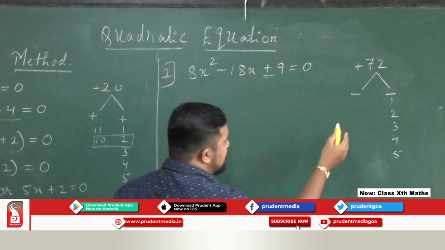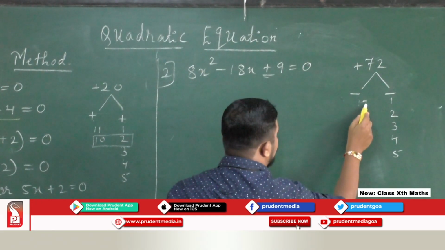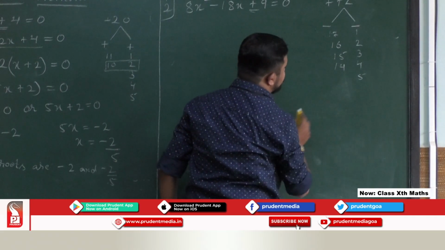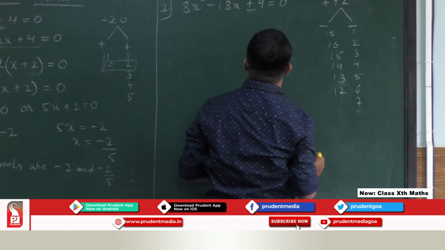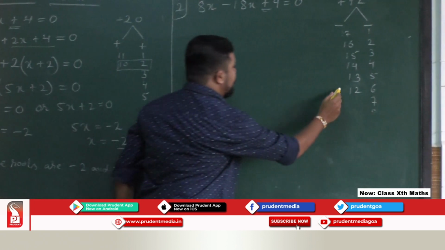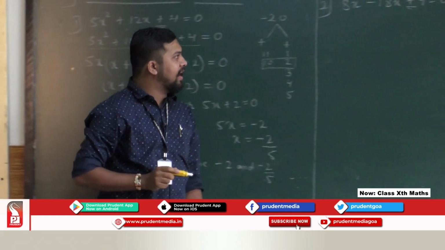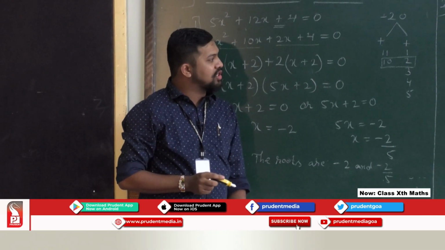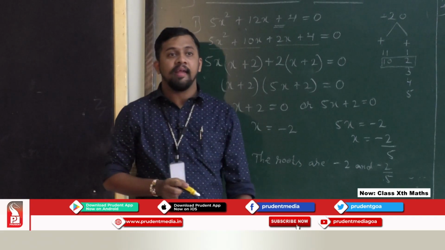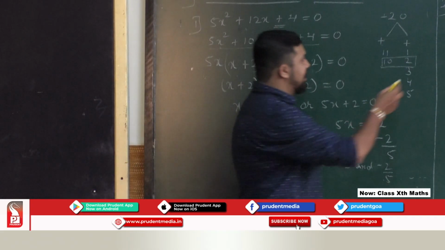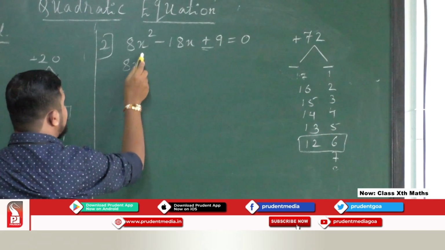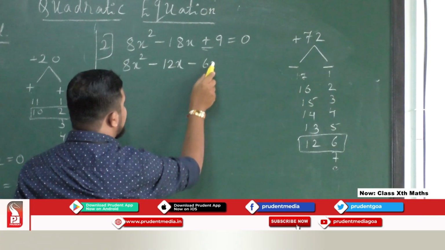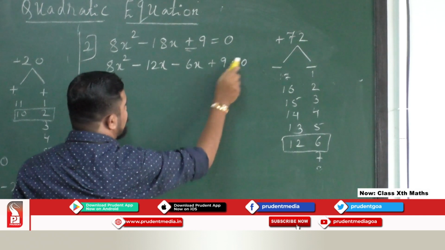So 18 was the number, so I am writing 17, 16, 15, 14, yes, correct. So I will get the factor here. See, 12 6s are 72, and minus 12 and minus 6 will be nothing but minus 18. So let me write the factors now: 8x square minus 12x minus 6x plus 9 equal to 0.